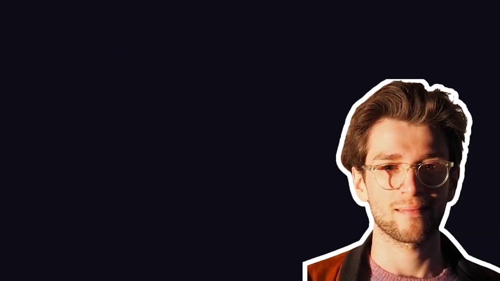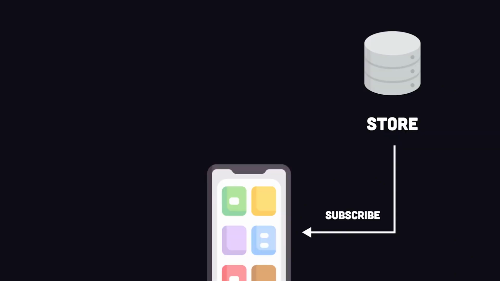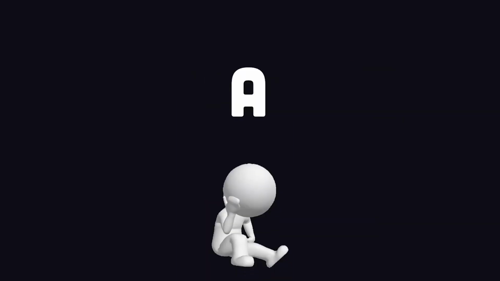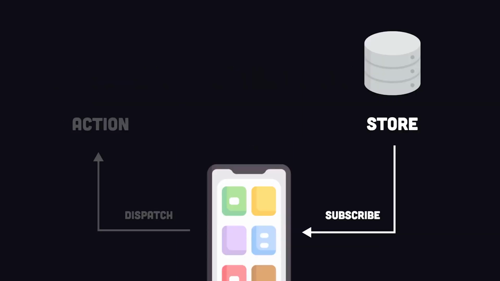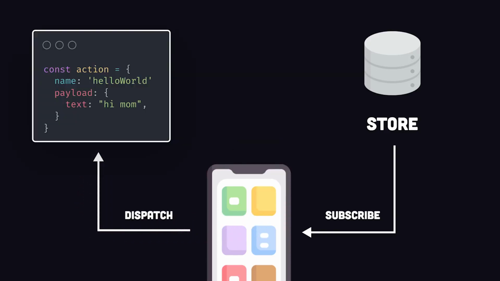It was created by Dan Abramov and Andrew Clark at Facebook, and is one of the most loved and hated libraries in the React ecosystem. It relies on a single immutable object to store all of the application's state, kind of like a client-side database. To change the state, like when a button is clicked, an action will be dispatched, which has a name like an event, and a payload with the data that it wants to change.